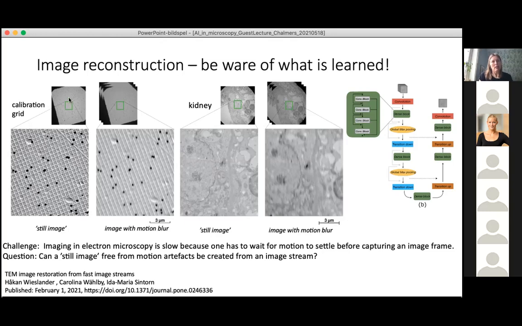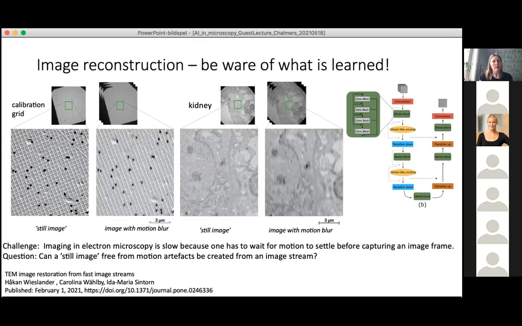Our hypothesis was that we might be able to scan quickly and collect series of images with motion blur. If we could model the motion blur, we should be able to go back and recreate the still image, and in that way gain time. So we had two different data sets.